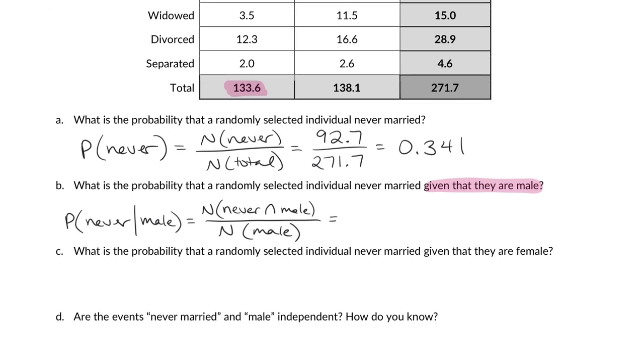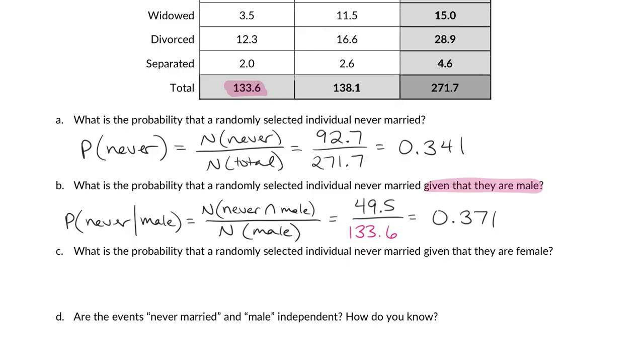49.5. So 49.5 divided by, this is going to be that new total, 133.6. Throw that into a calculator, and again, you would get 0.371.